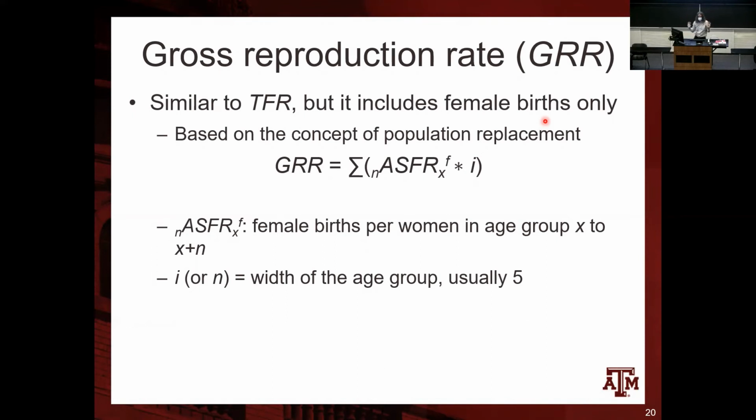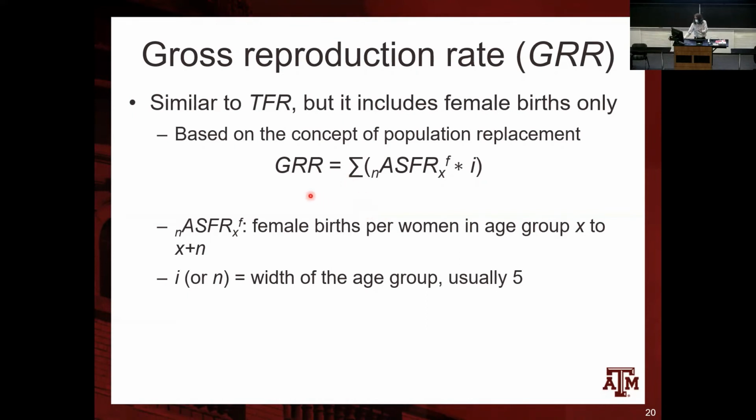At this point here, I'm just doing the female births per woman in the age group that goes from X to X plus N. And I do the same thing as before. But now, for a woman between 15 and 19 years of age, I have to get the data of how many of those births were daughters. Take out the sons, right? The sons don't matter here, just the daughters.